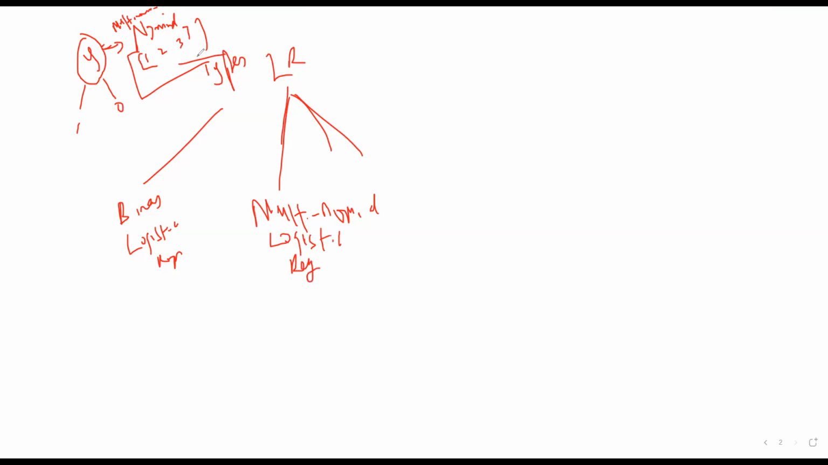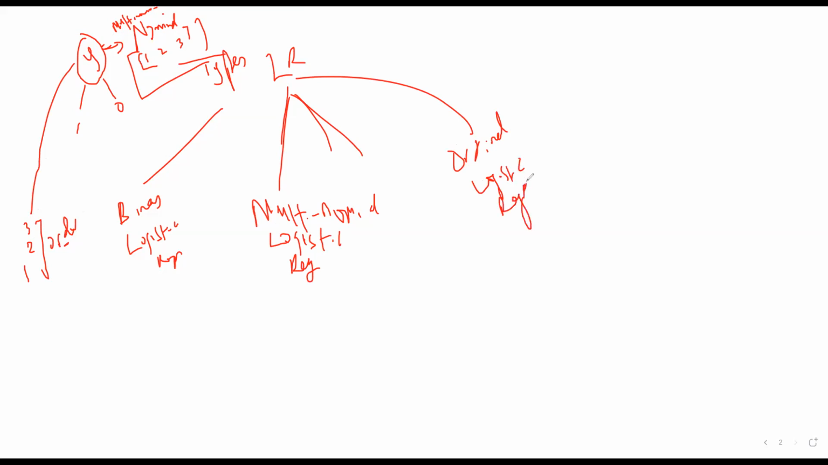But where the value of y has an order, for example, 3, 2, 1, where 3 is greater than 2 and 2 is greater than 1, so there's order, it is called ordinal logistic regression. I'm sure this is the only one you have been familiar with. Is that it? Yes. Okay.